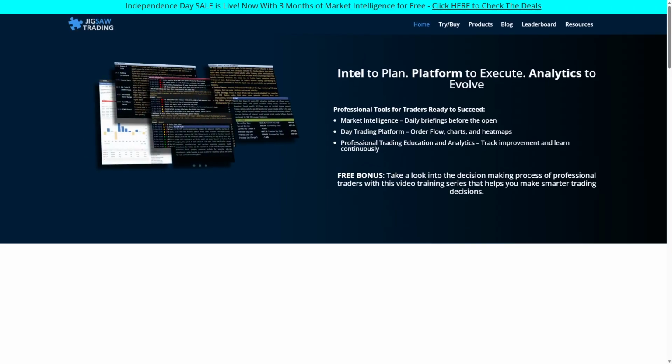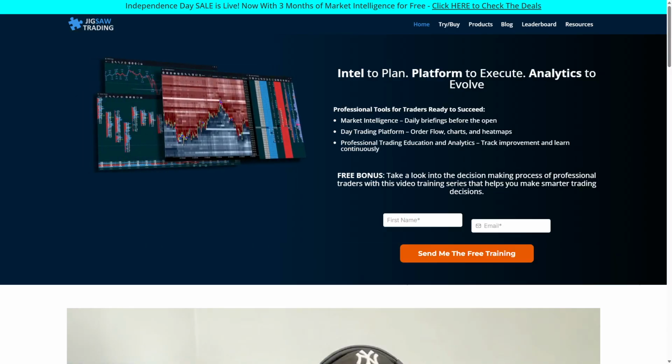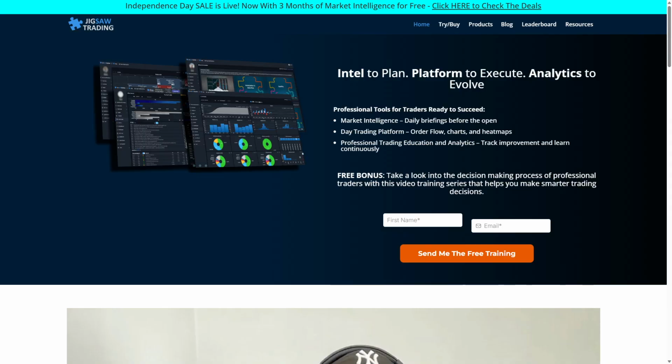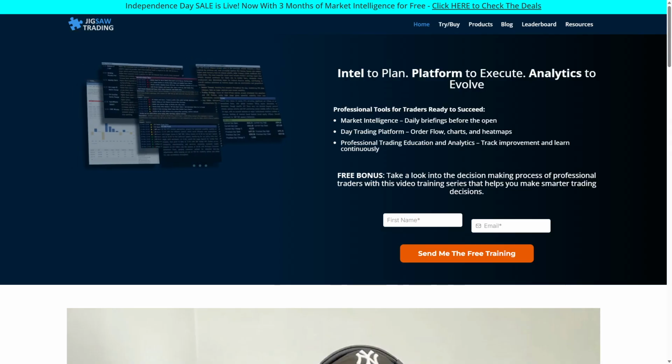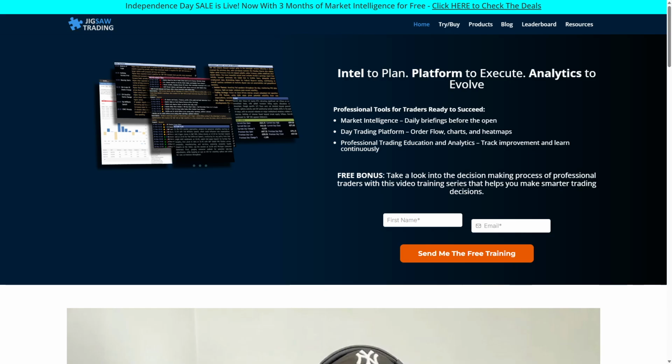The core difference lies in their data visualization and user interface style. ATAS offers advanced analytics with customizable charts, while Jigsaw focuses on simplicity and clarity for faster decision making.